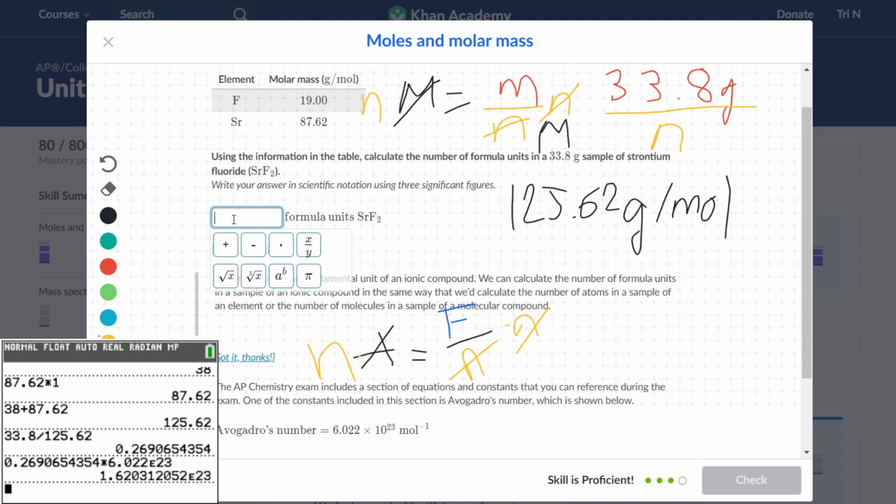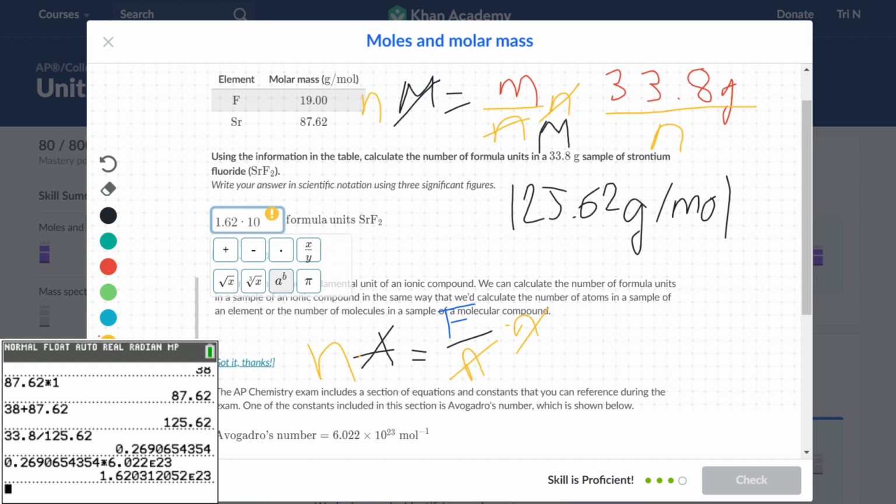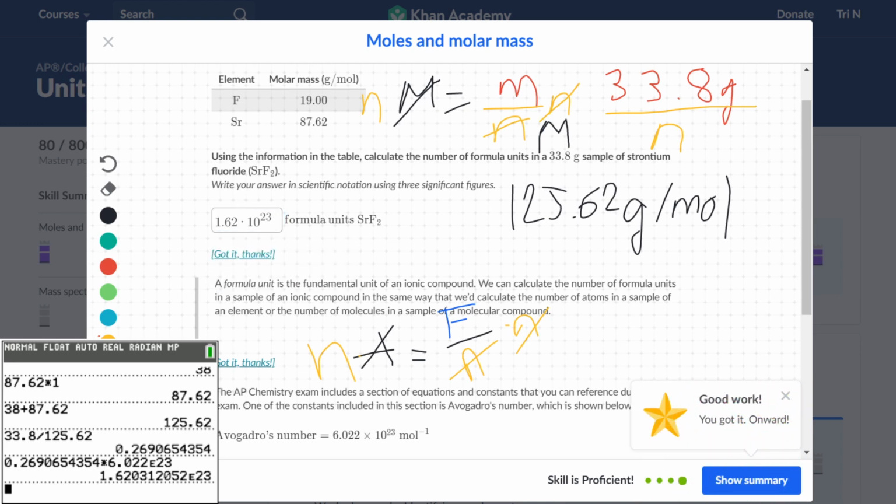So if we put it in, 1.62, three significant figures, times 10 to the power of 23. That should be the final answer because it's on our calculator. So if we have a check on this, there we go. That should be all of them.